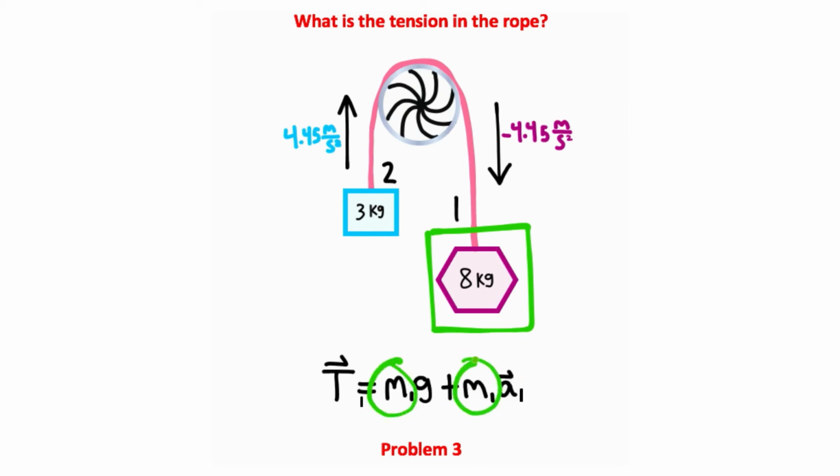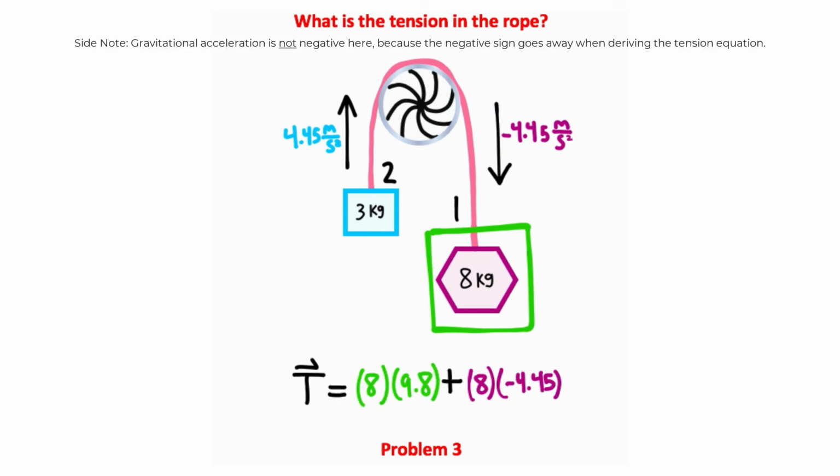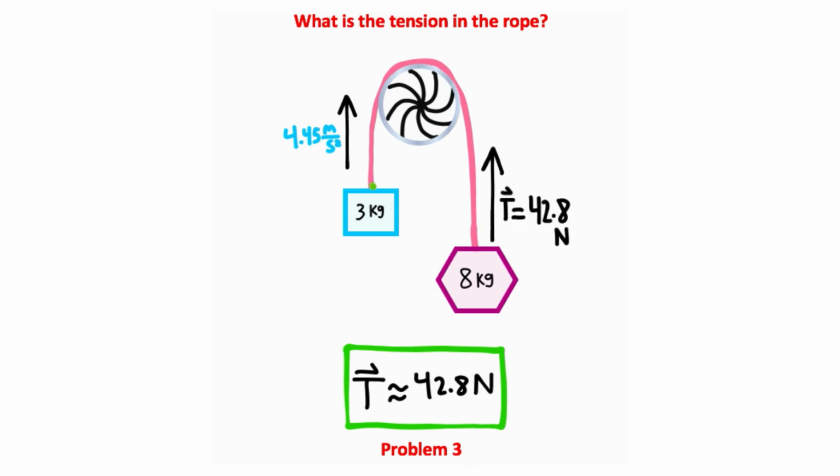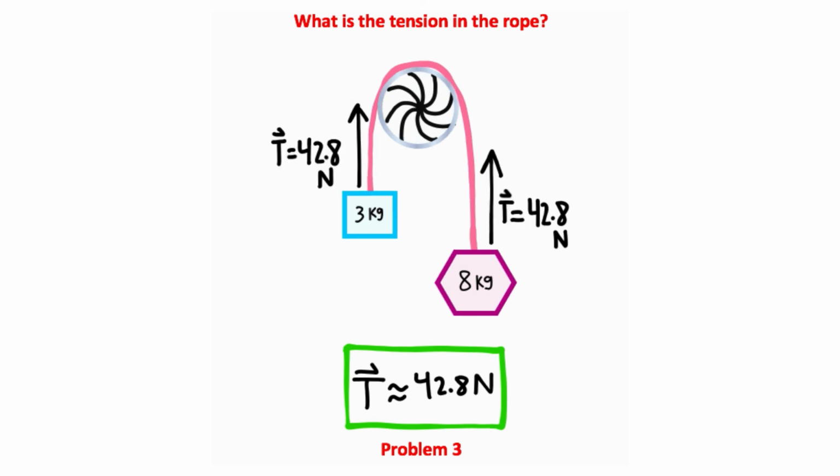The mass is just going to be 8 kilograms. G is going to be 9.8 meters per second squared. Acceleration is going to be this negative 4.45 meters per second squared. So plugging everything in, you should get 8 times 9.8 plus 8 times negative 4.45. Now if you evaluate this entire equation right here, you should end up with a total tension force of 42.8 newtons. But notice here that this rope is the same throughout this pulley system, which means the same tension force is going to be acting on the pulley over here. So 42.8 newtons is the tension in the rope, and that was a basic review of pulley systems.